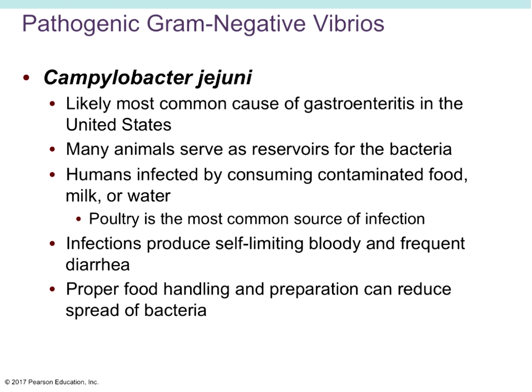So the next disease we'll talk about is Campylobacter jejuni. It's likely the most common cause of bacterial gastroenteritis in the U.S. Like Vibrio, it's also gram-negative, slightly curved, and it is motile by means of just one polar flagellum, like we see for the cholera Vibrio cholerae. Many animals are reservoirs for the bacteria. Humans typically become infected by consuming contaminated food, milk, or water. The most common source of infection is poultry.